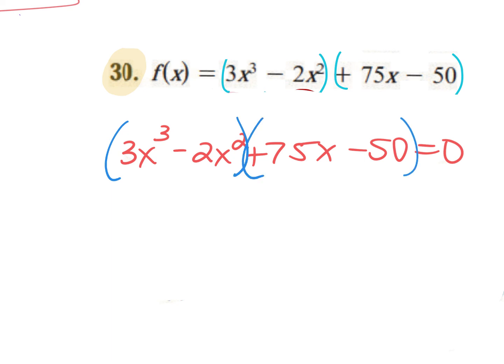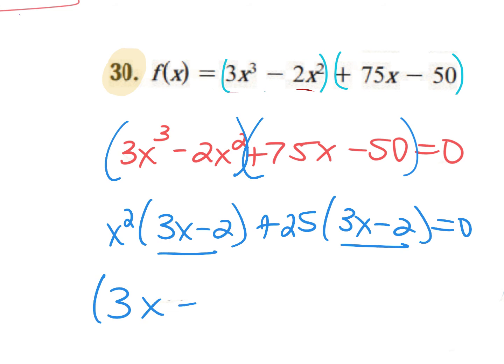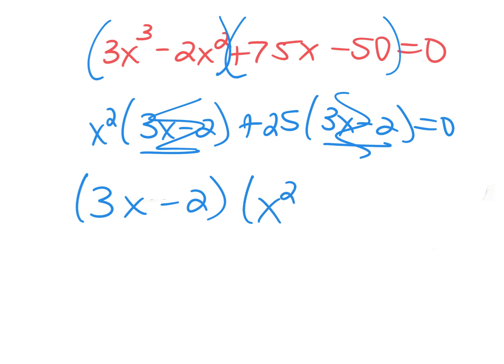What can I take out of 3x cubed and 2x squared? X squared. And I'm left with 3x minus 2, right? My second parenthesis should look like what? 3x minus 2. So what can I take out of 75 and negative 50? 25, positive, right? And I'm left with 3x minus 2. So my new GCF is what? 3x minus 2. We write that one time, and then the leftovers get their own parenthesis, right? So x squared plus 25.